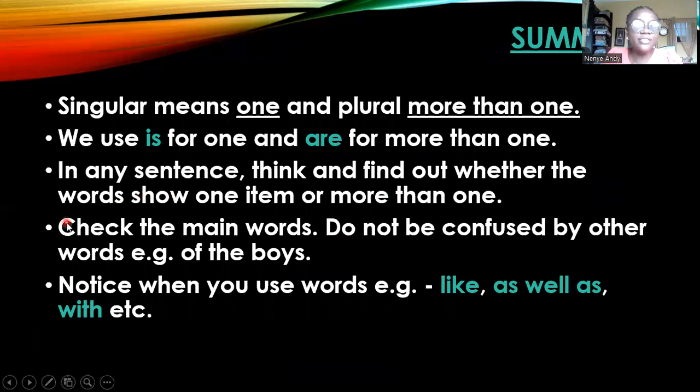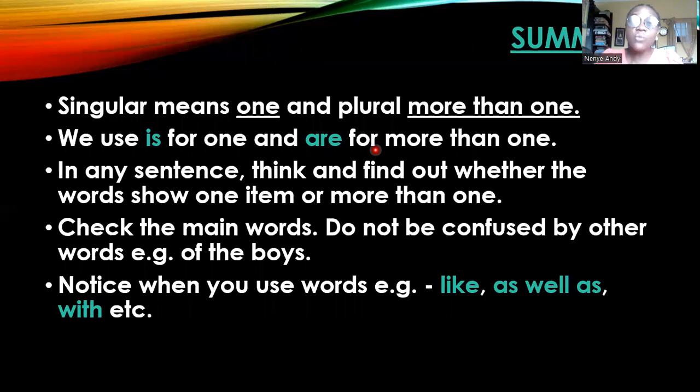So what have we learned today? Singular means one, plural means more than one. And when it's one, we use is. When it's more than one, we use are. And in any sentence, we should think and find out whether the expression means one thing or one person, or more than one thing or more than one person.